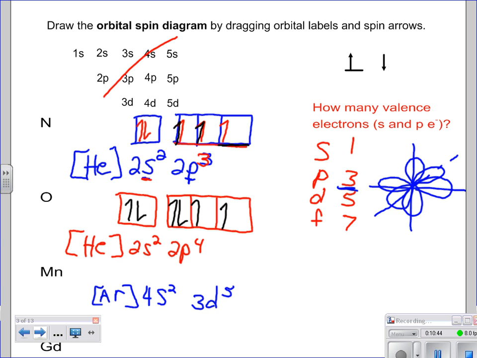How many boxes should I draw for my 4s? 1. How many should I draw for my 3d? 5.